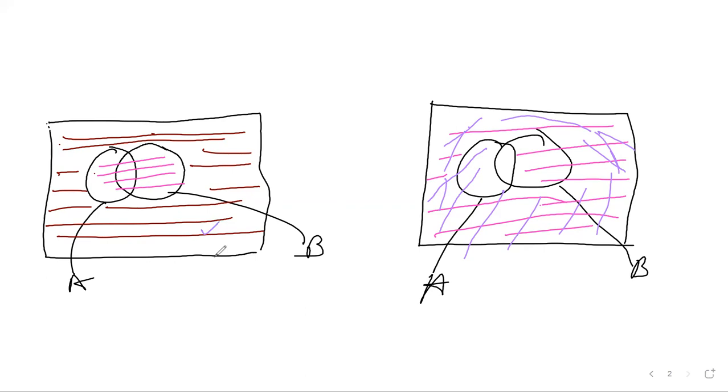Similarly, we can visualize the second Venn diagram, second De Morgan's law. So the next question that should come to our mind is whether this De Morgan's law holds for an arbitrary number of sets. What is the meaning of that?